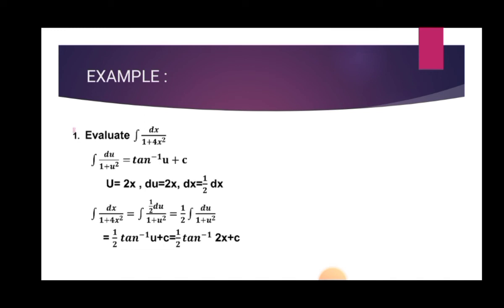So we have the integral of dx over 1 plus 4x squared is equal to the integral of, where u will be 2x, 1 over 2 du over 1 plus u squared, which is equal to 1 over 2 times the integral of du over 1 plus u squared. So we have 1 over 2 tan raised to negative 1 u plus c. So our answer is 1 over 2 tan raised to negative 1, where the value of u will be 2x, plus c. So that's all. Thank you.